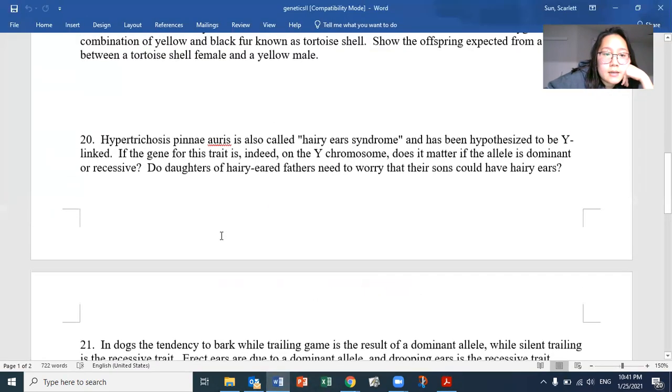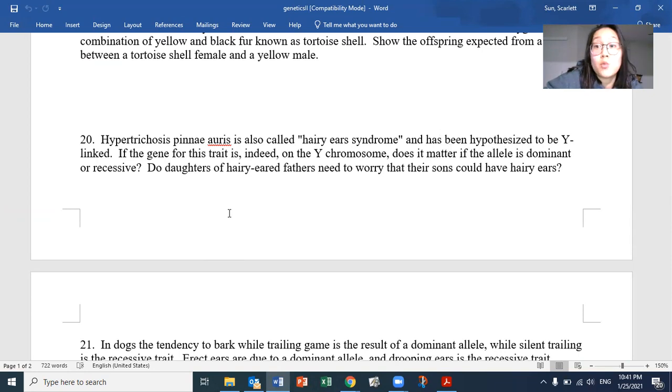Number 20, again, hypertrichosis again this time, except this one is related to ears, right? Pinnae auris. Auris is usually related to ears. It's called hairy ears syndrome, and it's been hypothesized to be Y-linked. Interesting, right? Because we've only been talking about sex-linked stuff so far, and usually, when we say sex-linked, we mean X chromosome linked.